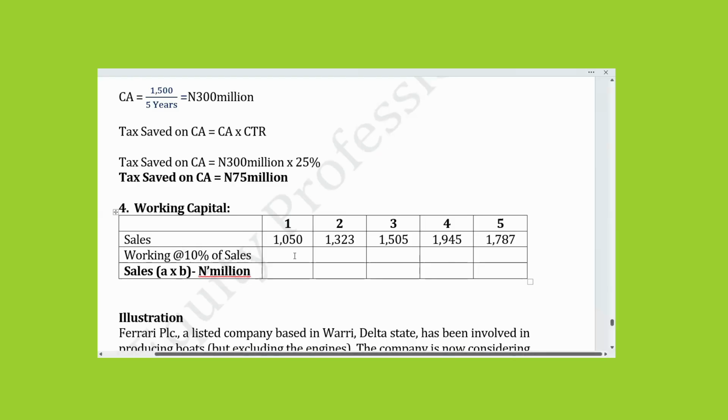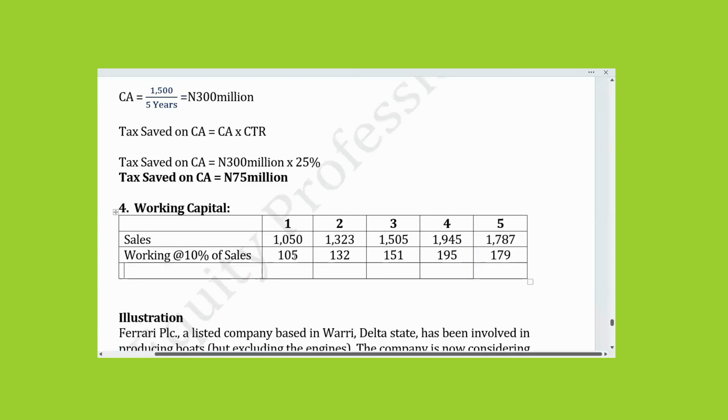Okay, so what's 10% of 1050? That will give us 105, right? 10% of 1323 will give us 132. 10% of 1505 will give us 151. 10% of 1945 will give us 195. 10% of 1787 will give us 179. Okay? So if that is the case, what's the next thing we need to do now?